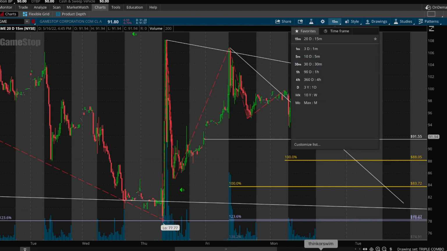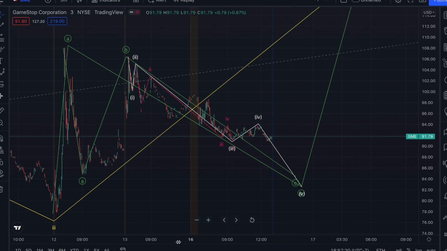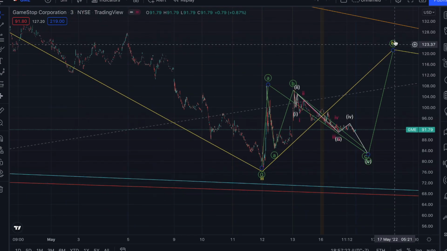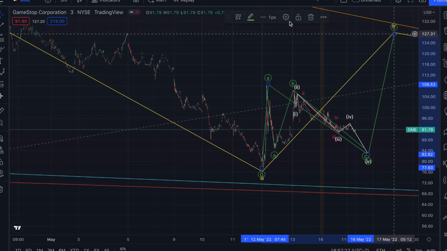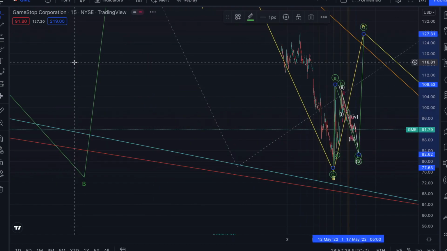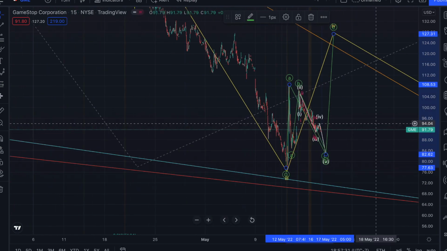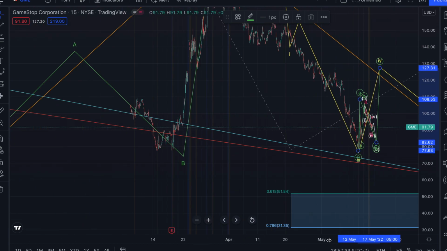But coming full circle now, what I would expect is we have this rip up to here. I have it at like 127. Will we get that? I don't know. We might get 115. We might just dump. I don't know, but I lean this. And then finally, let's say we hit 127.